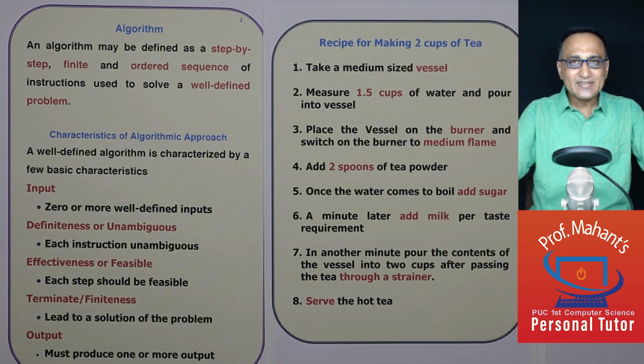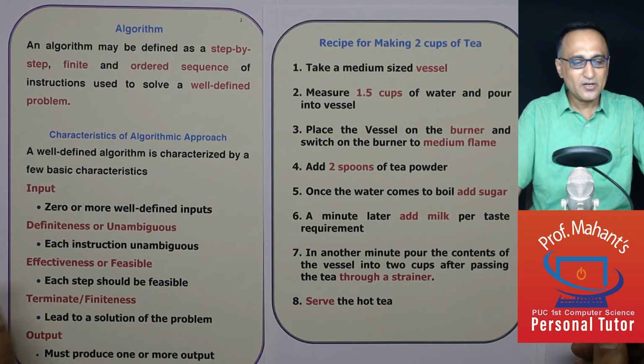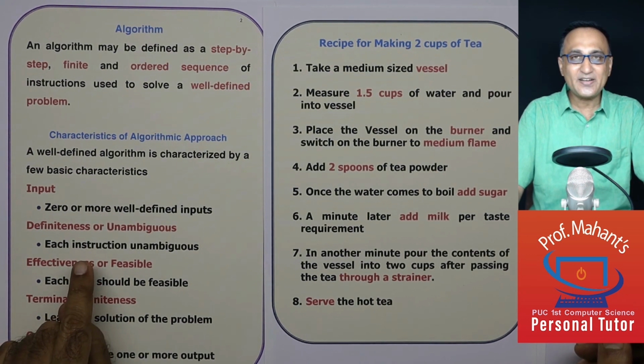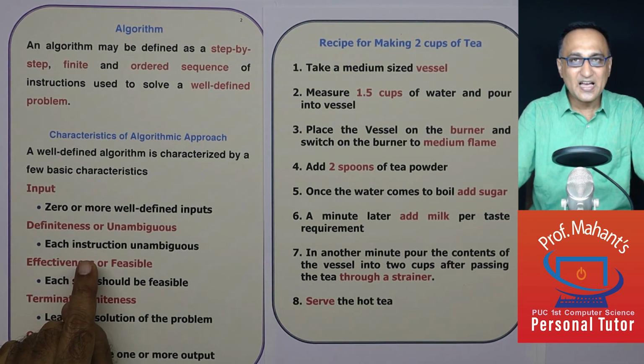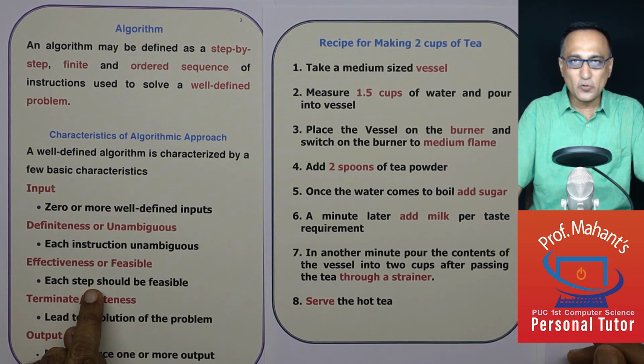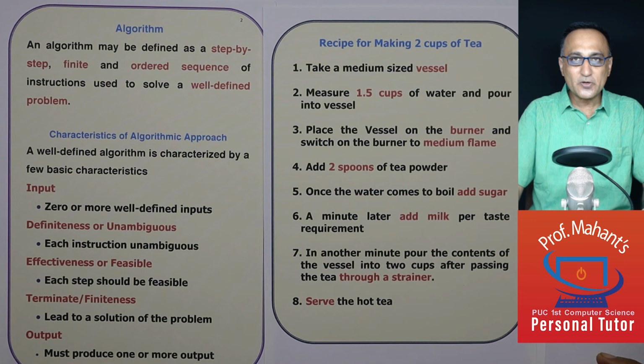Even if you take the area of a triangle by the simple formula half base into height, what is the input? Base and height. What is the definite instruction? Area is half base into height. My area is calculated. Is it a finite step? Is it doable? Absolutely. Does it terminate? Does it find the area? Absolutely. Does it produce output? Absolutely, it is producing the area as the output.